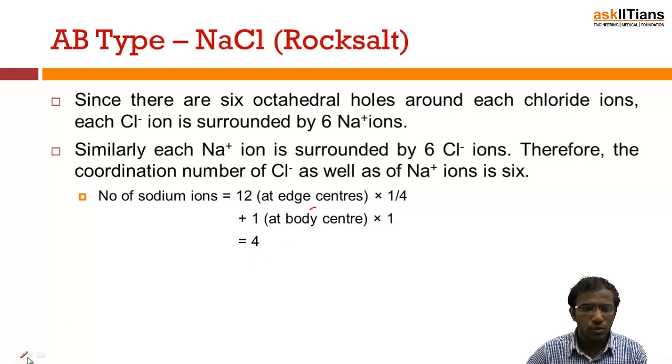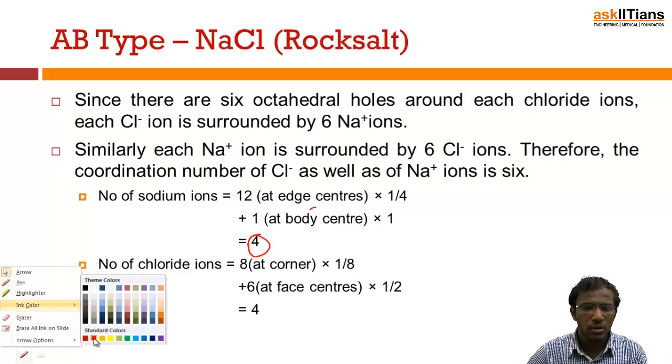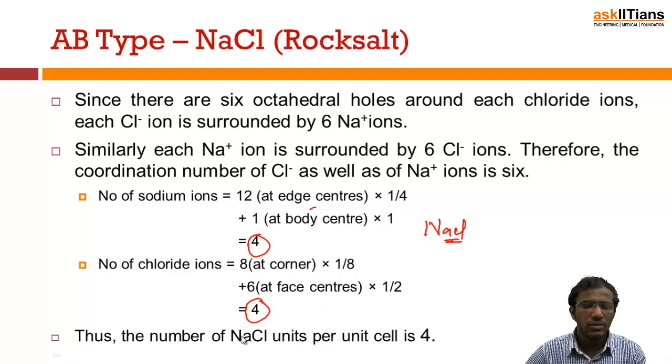Okay, so we have 4 sodium ions per unit cell, and let's calculate the number of chloride ions per unit cell. The chloride ions are at the corners plus at the face centers, so we have a total of 4. So here we have 4 sodium ions as well as 4 chloride ions. So the number of NaCl units per unit cell is what? 4. The number of NaCl units, or formula units, per unit cell is 4, that is 4 sodium ions as well as 4 chloride ions. So this is about the structure of sodium and chloride ions.